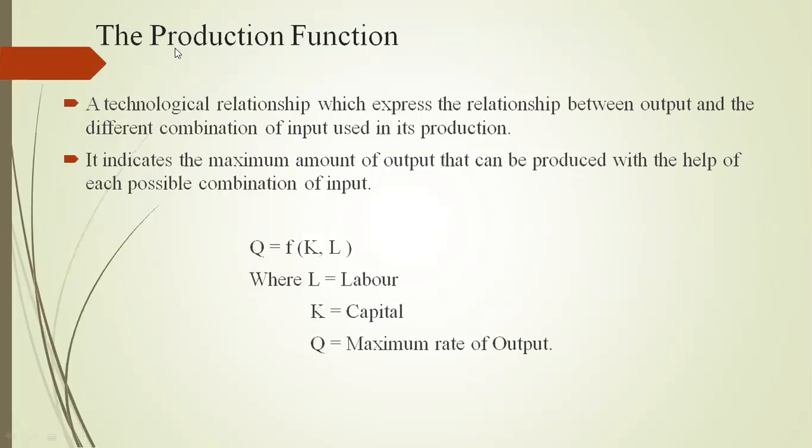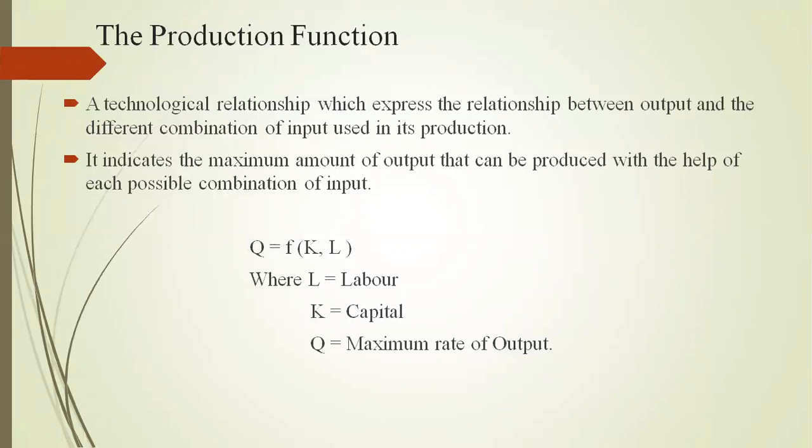It indicates the maximum amount of output that can be produced with each possible combination of inputs. So we can say that the quantity we are producing is a function of capital and labor. In economics, for the short run, in your books you will find the combination of these two factors only, capital and labor. We ignore land and entrepreneurship here.